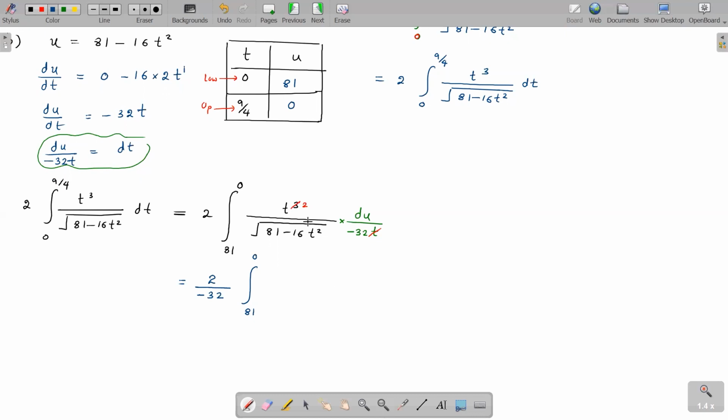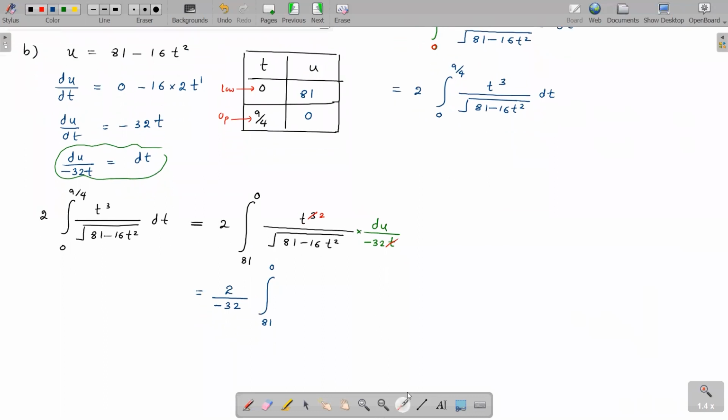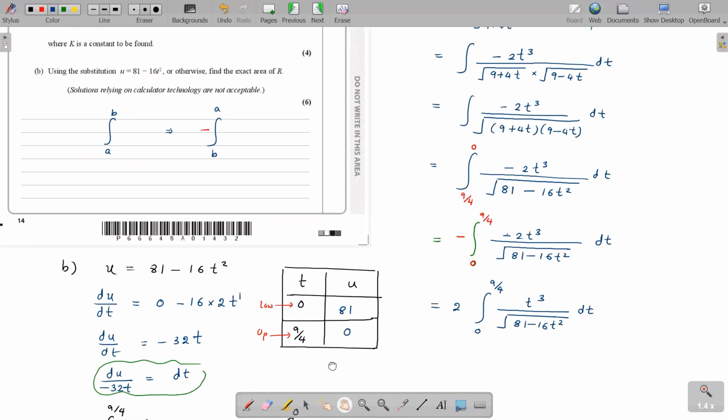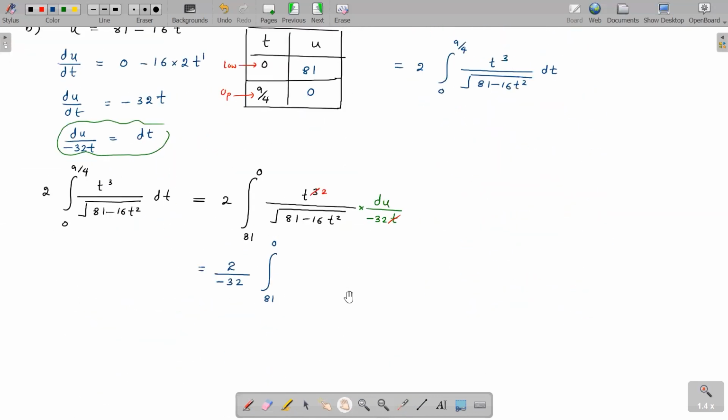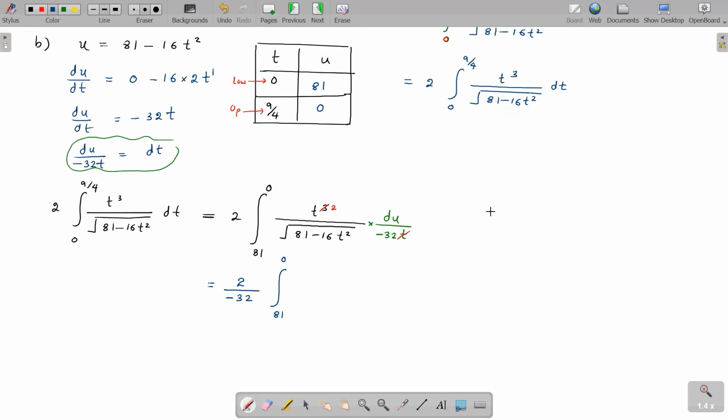So I have here t square over root 81 minus 16 t square. Now, if you are doing the substitution properly, the entire sum in terms of t must be entirely converted to u. There should not even be a trace of t here. So how do I remove t entirely? We have here u equals 81 minus 16 t square.